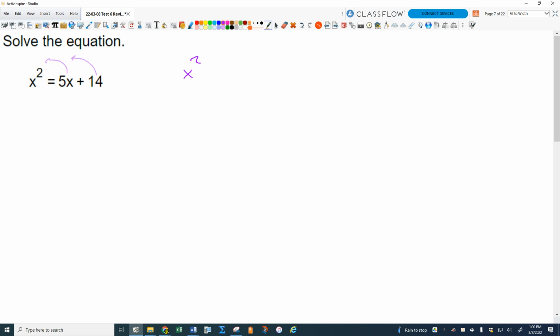So that gives me x squared, and I want the biggest power of x to always be positive, right? So my x squared is positive, minus 5x minus 14 equals 0, right? Okay, now on the left side, I've got a trinomial. So my job is just, can I factor that into a product of factors?